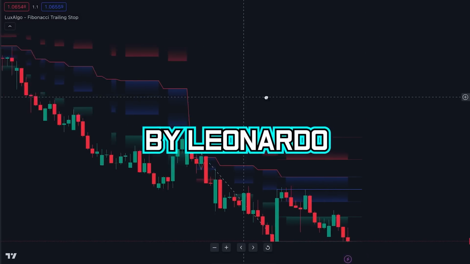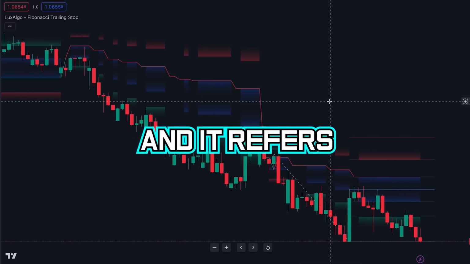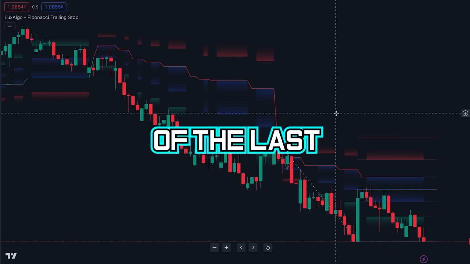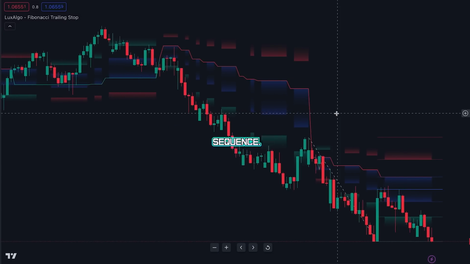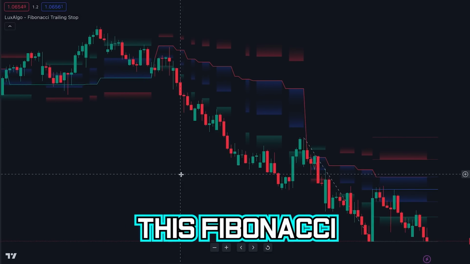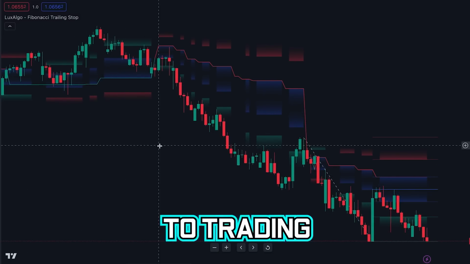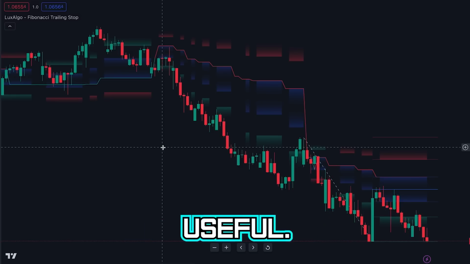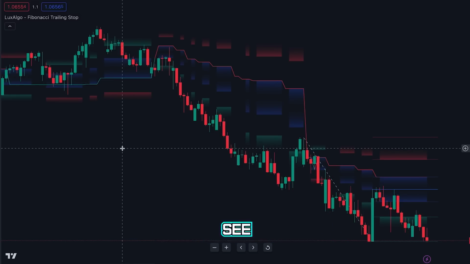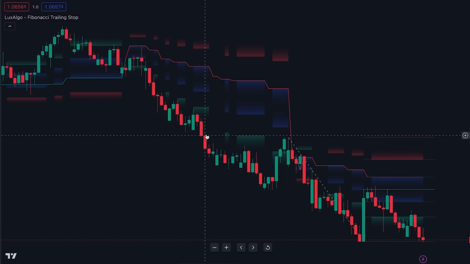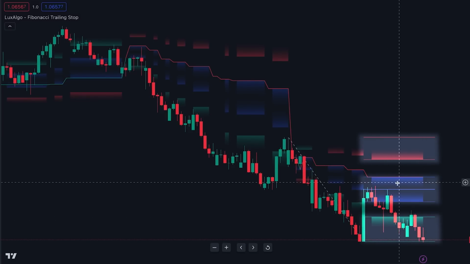Fibonacci was discovered by Leonardo Fibonacci, and it refers to a sequence where the sum of the last two numbers forms the next number in the sequence. This Fibonacci sequence was later applied to trading and was found to be extremely useful. Now that we have the indicator on our chart, as you can see, it provides key areas marked in red, green, and blue. These are all key levels within the traditional Fibonacci tool.